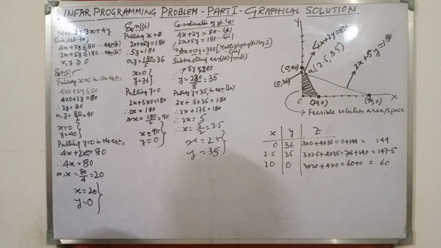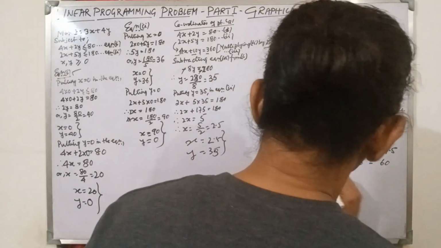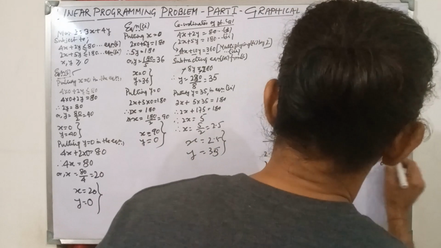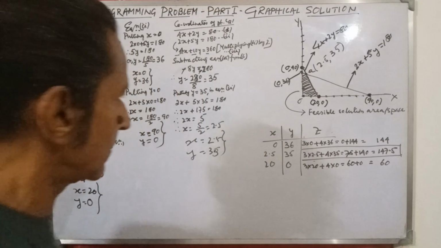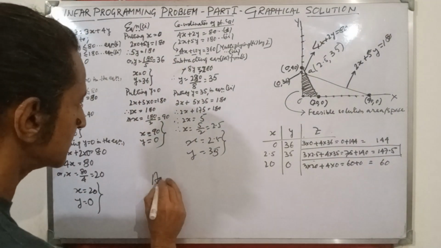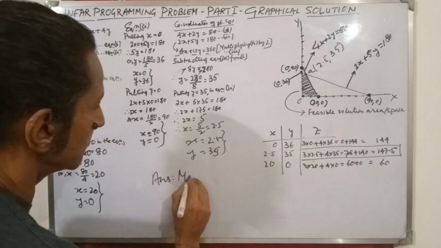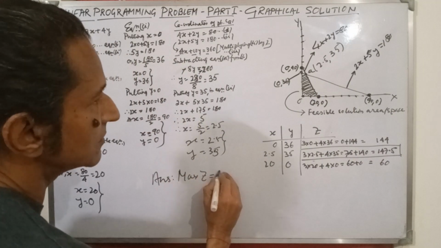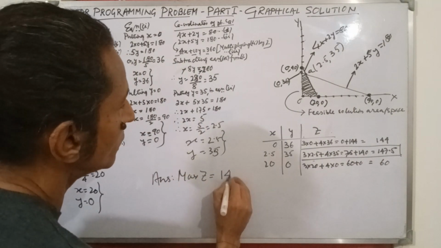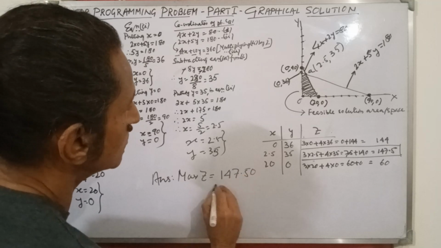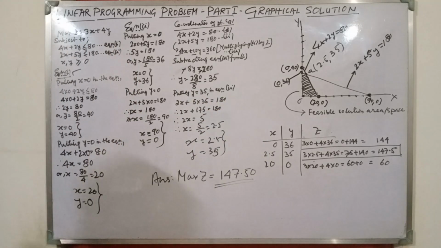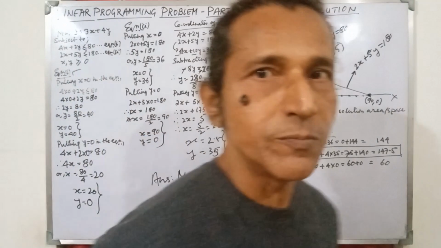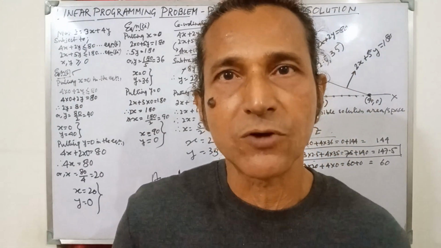So you look at the highest value, the maximum value, that is 147.5. This is the maximum value of z. So the answer is max z equals to 147.50. Complete. So this is the way you should solve this kind of simple linear programming problems.